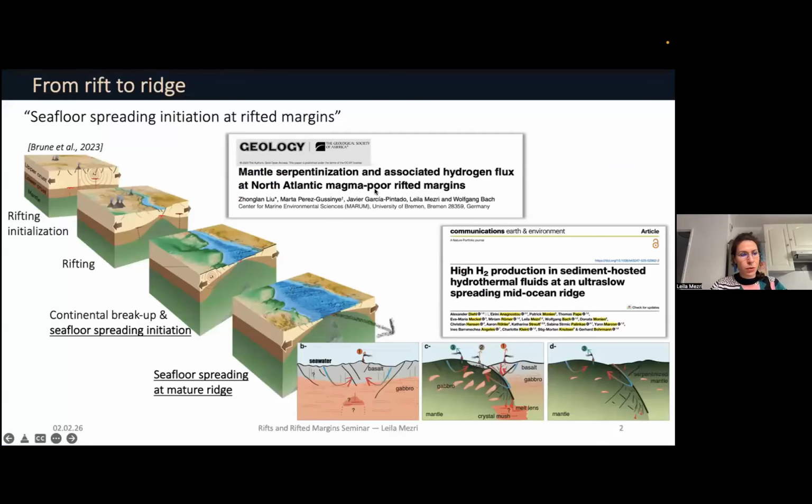Yes, seafloor spreading starts after continental breakup, shown here in this sketch. As seafloor spreading progresses, the deformation migrates from the continental rifted margins toward the narrow region of the ridge axis. Here we have spatial and temporal interactions between magmatic, tectonic, and hydrothermal processes that will shape the ridge morphology and the crustal architecture. At slow and ultra-slow spreading ridges, this leads to a wide diversity of architecture.